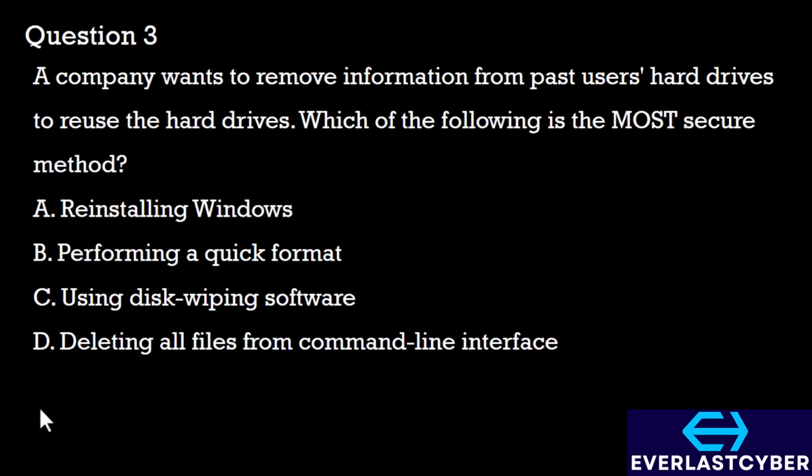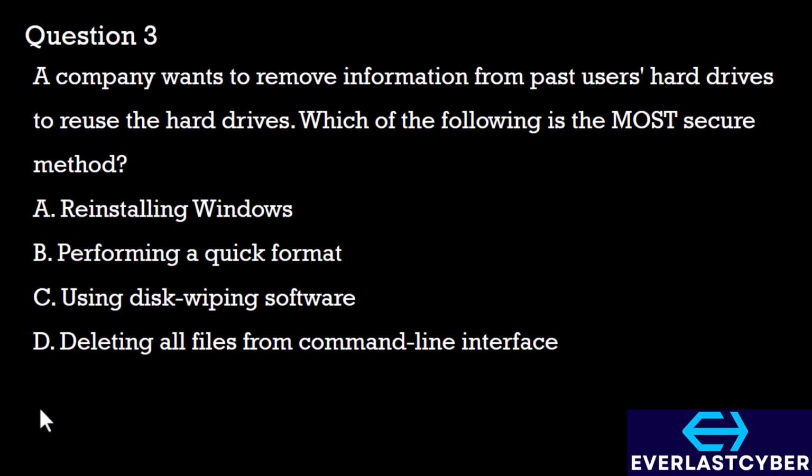Question 3. A company wants to remove information from past users' hard drives to reuse the hard drives. Which of the following is the most secure method? A. Reinstalling Windows. B. Performing a quick format. C. Using disk wiping software. D. Deleting all files from the command line interface. Okay, we'll quickly go through the options before we reveal the answer.